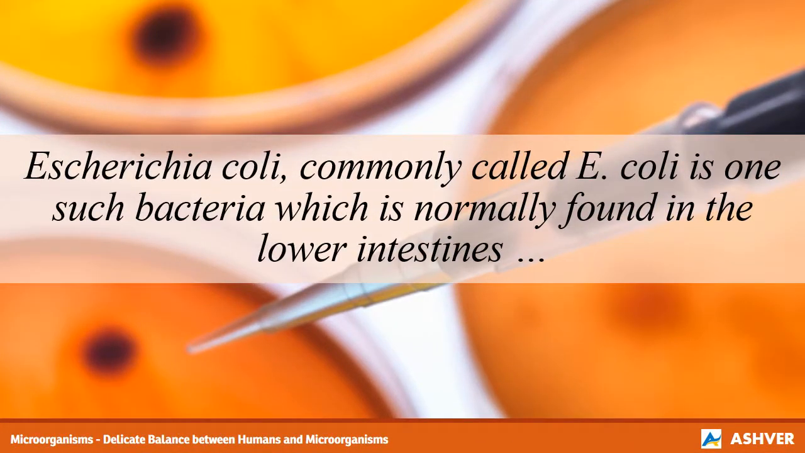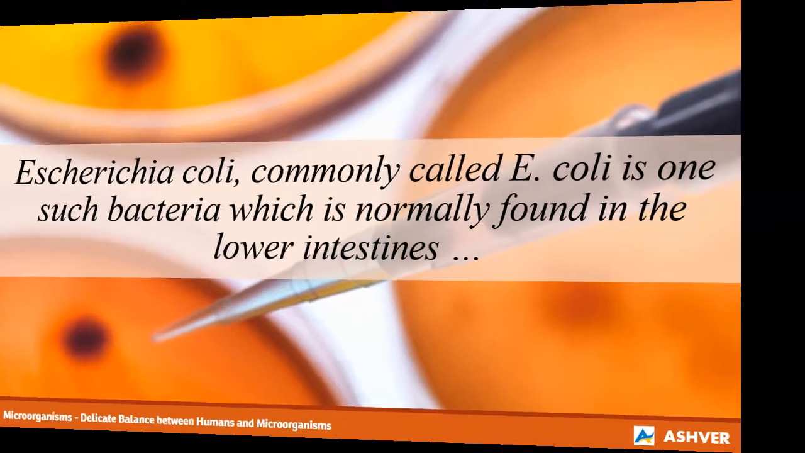Escherichia coli, commonly called E. coli, is one such bacteria which is normally found in the lower intestines. Most strains are harmless and even help by producing vitamin K and by staving off other pathogens. It can also be used in the production of insulin. E. coli, however, can result in food poisoning and urinary tract infections, mainly due to contamination. Pictured below is E. coli.